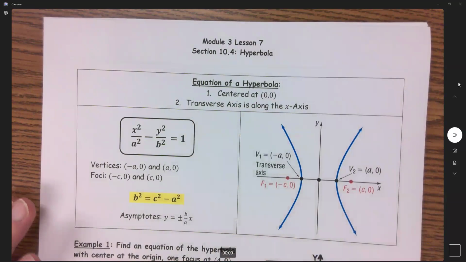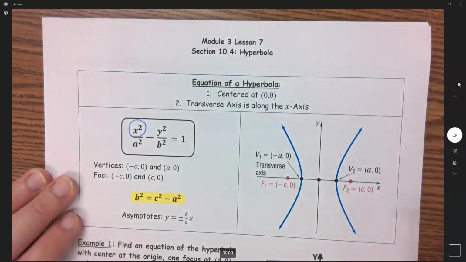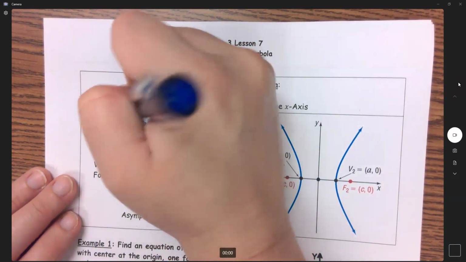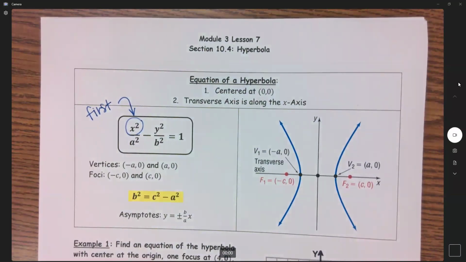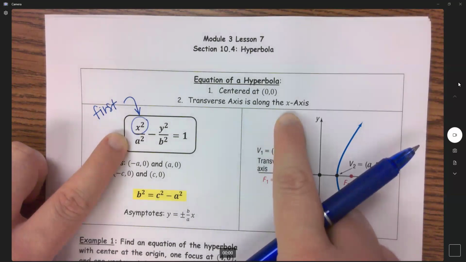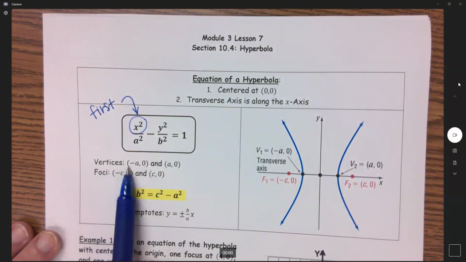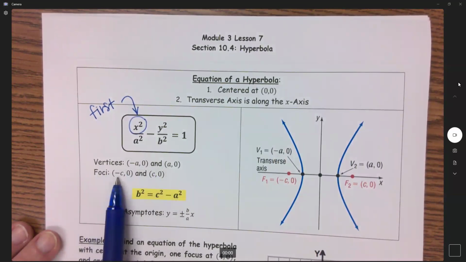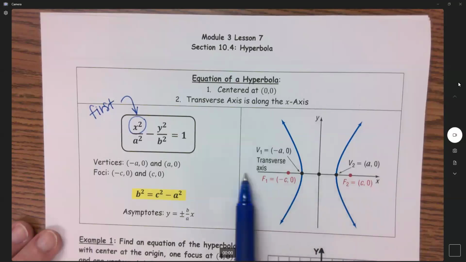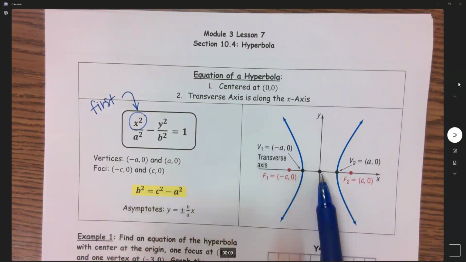And then I can tell my transverse axis is the x-axis because this x squared term comes first. Now, more specifically, it's because it is positive, but they always put the positive one first. So whenever your x squared is positive or comes first, that means your transverse axis is the x-axis. So here I don't have major and minor vertices. My two vertices are negative a, 0 and a, 0. My foci are negative c, 0 and c, 0. And so you can see that transverse axis right here where it connects the two foci, the two vertices, and then the center in the middle.